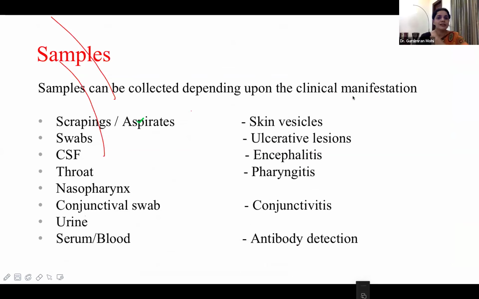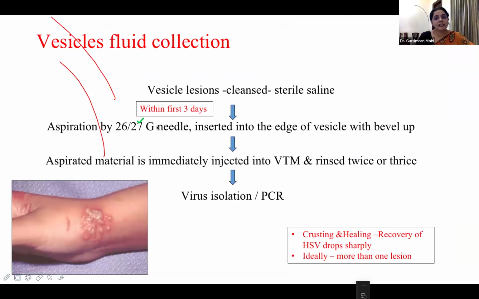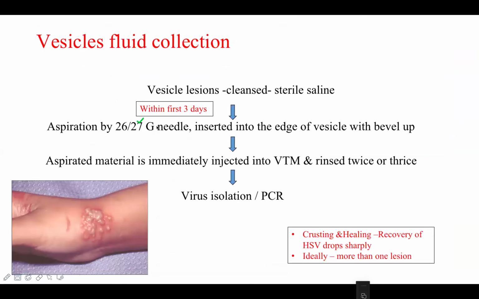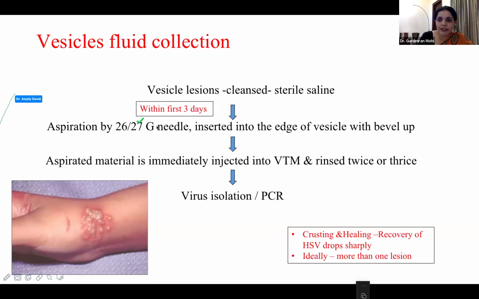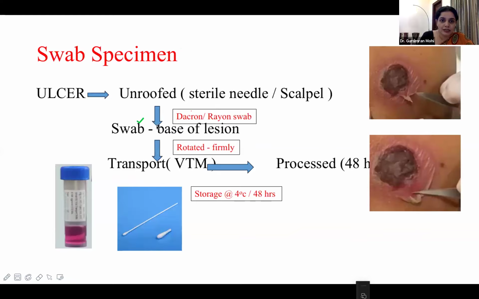Now how does the sample have to be taken? The vesicular lesions have to be cleaned with sterile saline, and then aspirated with a needle inserted at the edge of the vesicle. Then the aspirated material should be injected into the VTM and rinsed twice or thrice, and eventually we can do the PCR from this. And if there is an ulcer, the ulcer has to be unroofed. Then the swab has to be taken from the base of the lesion, and transported in the VTM.